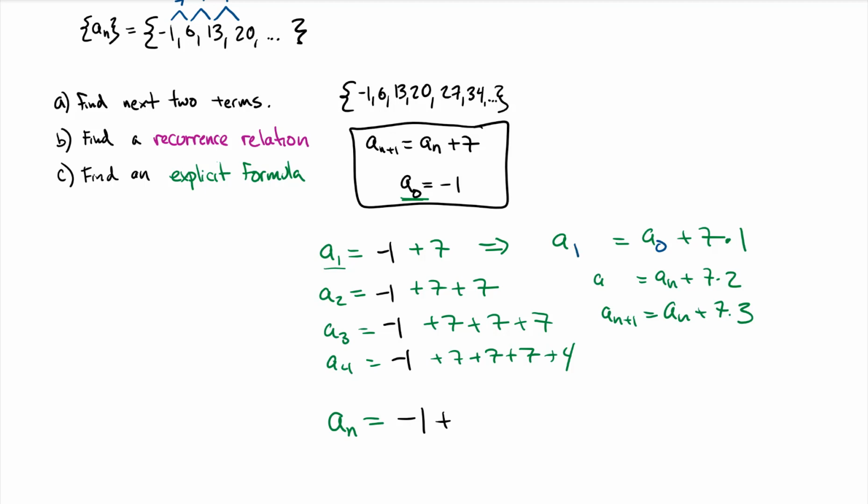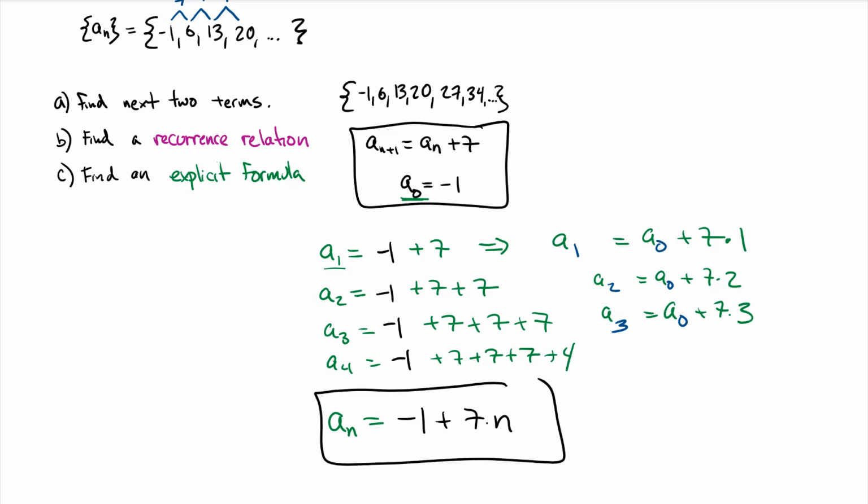Oh, see, I wrote it in wrong. I'm changing little indices here and wondering, wait a second. To get the second term, we'd have to multiply it by 2. To get the third term, we'd have to multiply it by 3. So we wrote in our first term, and then I think this is just a 7 times n.